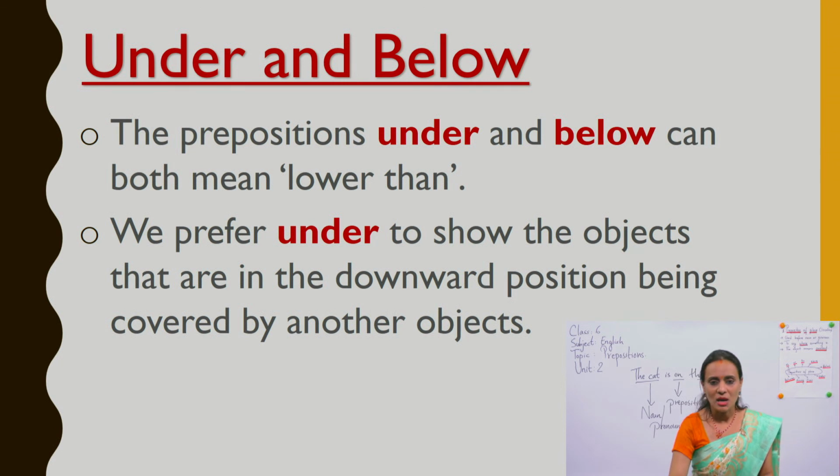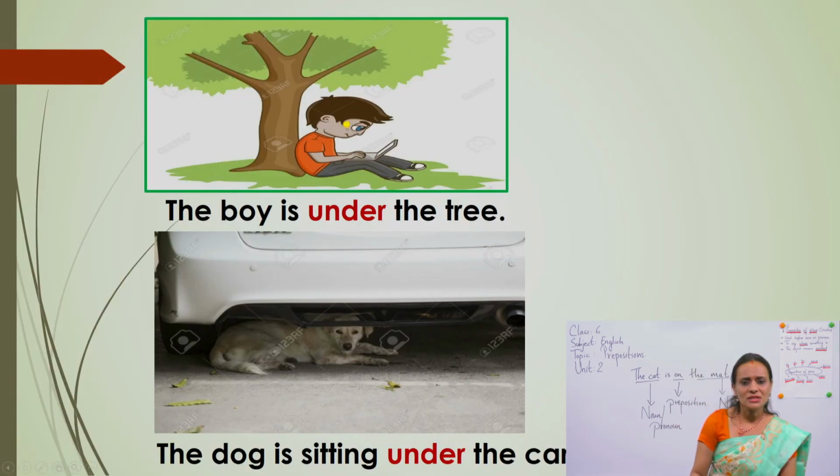Okay, let's see the examples. You can see it here, there is a boy, isn't it? What is the boy doing here? He is playing with his laptop. But where is he? He is just downward towards the tree, just down the tree. So to show the downwards position, we use under, and so the sentence is: the boy is under the tree, because the tree is up here and the boy is down here.